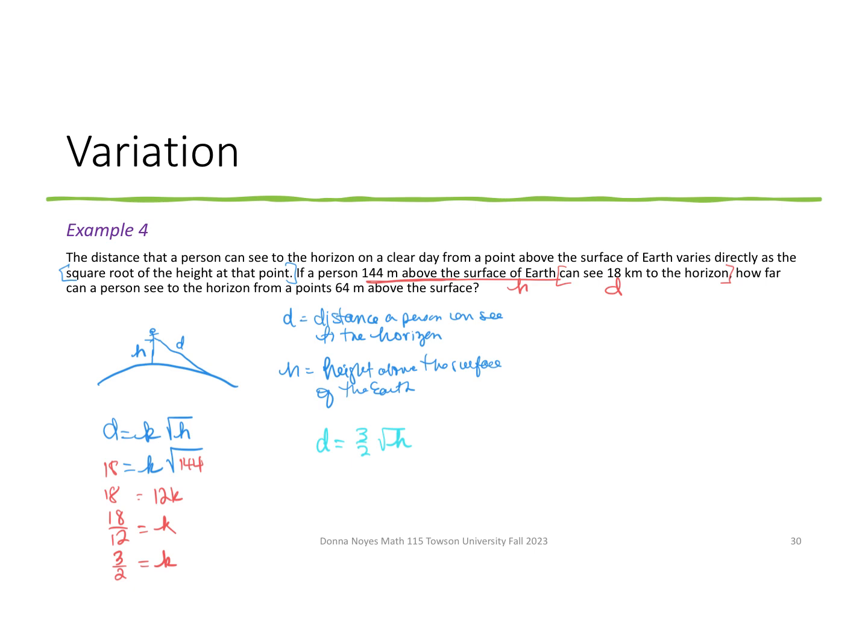And it says, how far can a person see to the horizon? So what is D when they are 64 meters above, when H is 64. So D is 3/2 times the square root of 64. And the square root of 64 is 8. So 3/2 times 8, or 24 over 2, which is 12. And our units here are meters. So the distance that that person can see to the horizon is 12 meters.